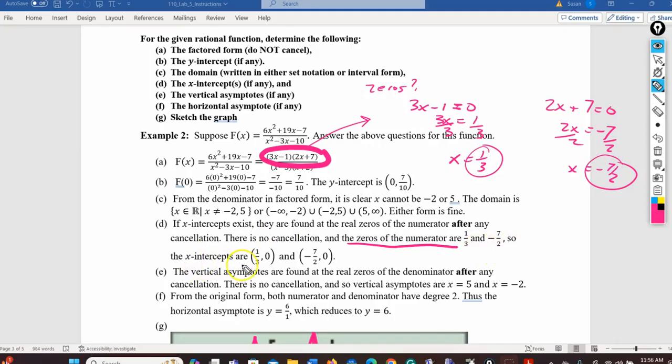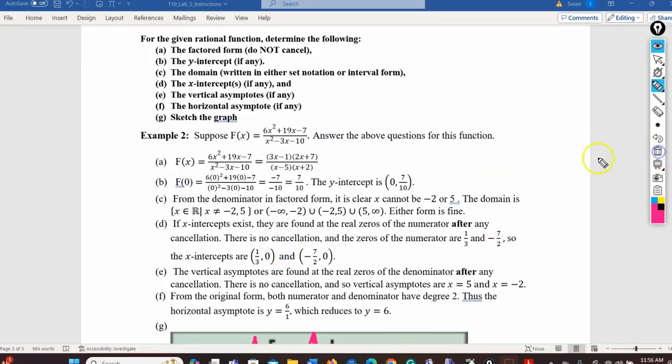So we'll have 2 x-intercepts, and they're 2 points, and you write them as points. So their x coordinates are 1/3 and -7/2, and their y coordinates are 0.